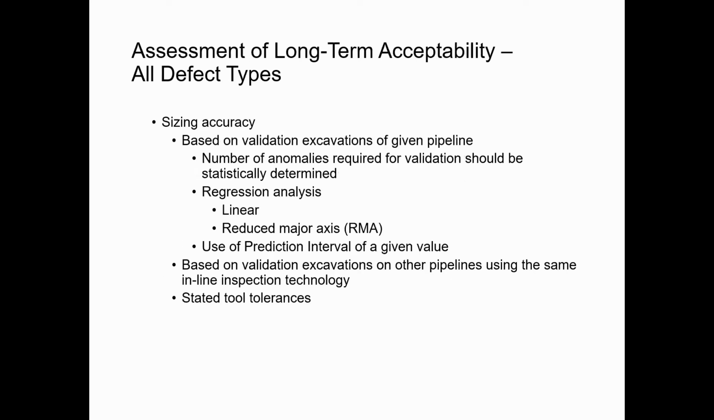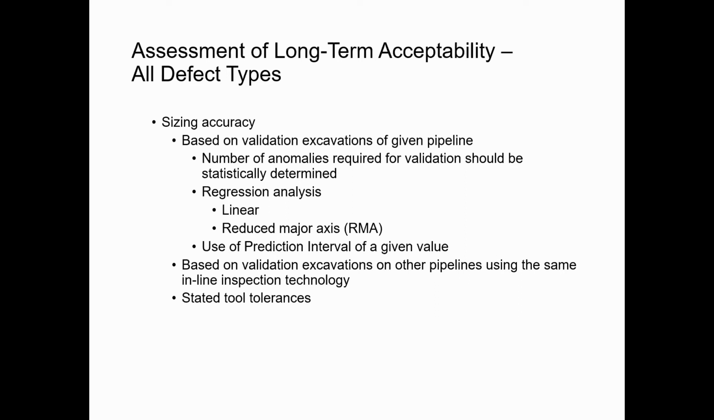Again, with regards to the long-term acceptability for all defects, the sizing accuracy, there's a lot of discussion about doing validation digs. They're obviously a good idea to understand the performance of the given tool and the given line. But if you're going to do a validation program, the number of anomalies being excavated for validation needs to be statistically determined. Obviously, one excavation that involves a few anomalies isn't going to convince anyone that you have a validated sample size for assessing the accuracy of the tool.